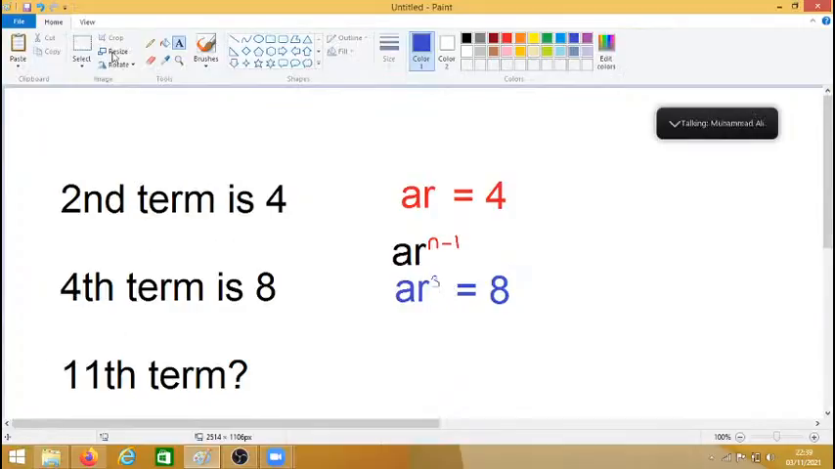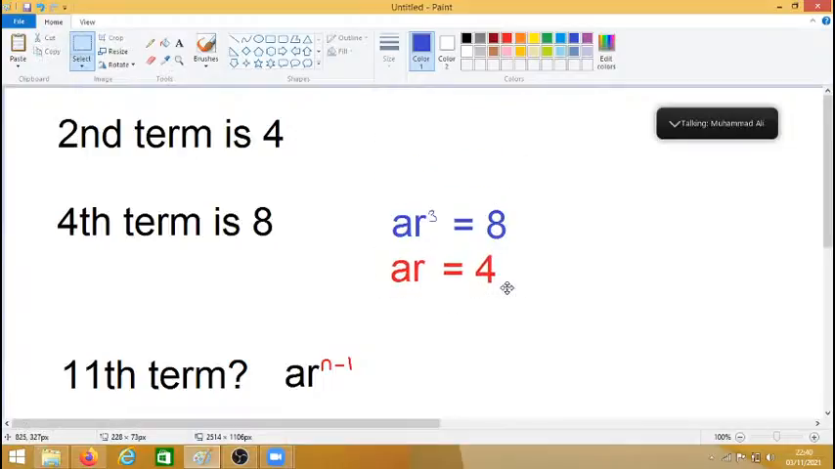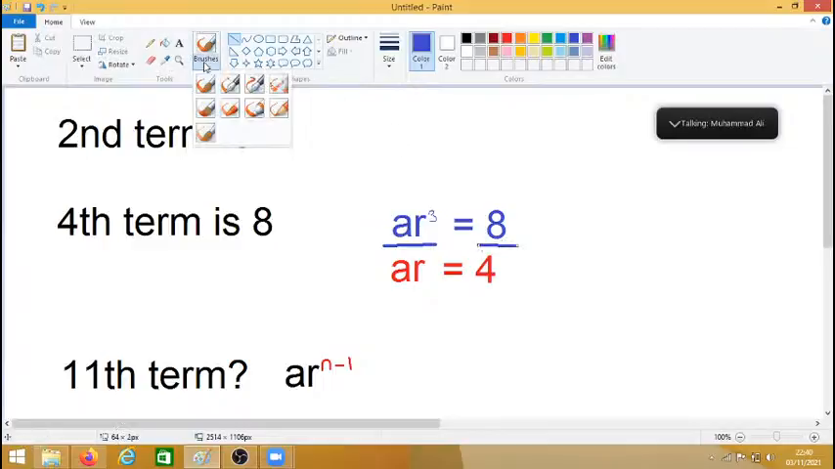So don't worry about getting the 11th term just yet. Let's try and figure out from the two equations that we've got so far, what can we do with them? So we've got a times r is equal to 4, a times r to the power 3 is equal to 8. The easiest way to do this now is to take one equation and divide it by the other, because something will cancel out on the left hand side. Anything on the top divided by the same thing on the bottom is going to cancel out. So we can divide both equations by each other.